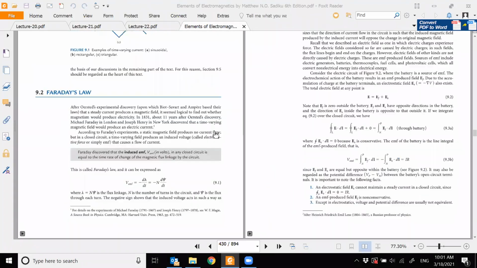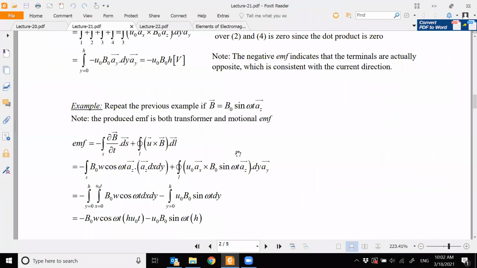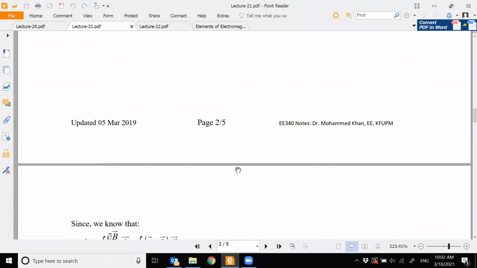EMF is equal to minus d psi over dt, or if it is N turns, then it is minus N d psi over dt. And this expression automatically incorporates transformer and motional both. That means you don't need to worry about the type of EMF that your problem or your design is going to generate. It automatically takes into consideration whether it is transformer, motional, or both, right? So based on that, we did some examples.